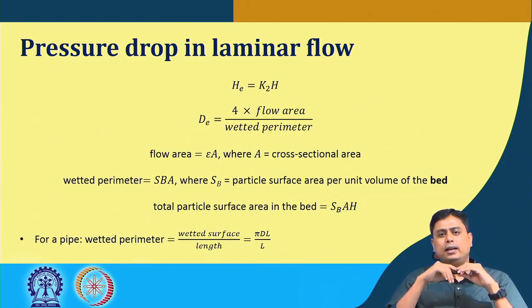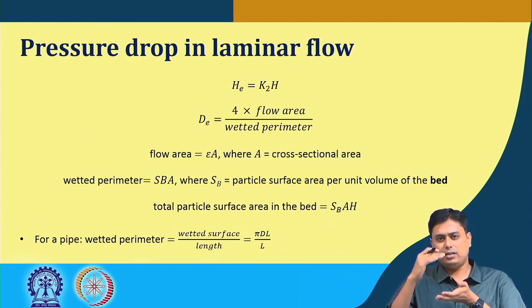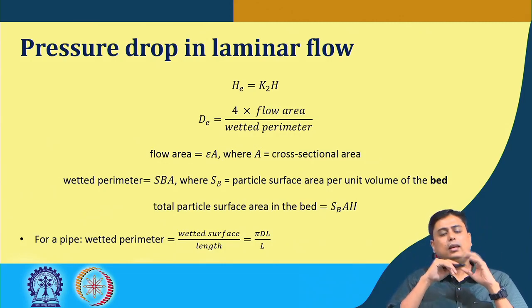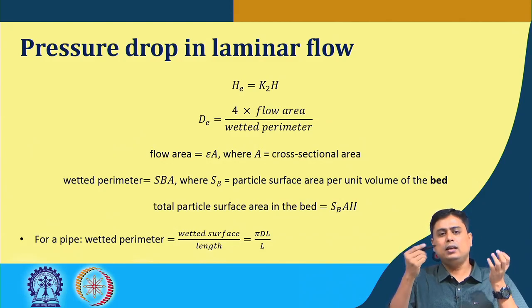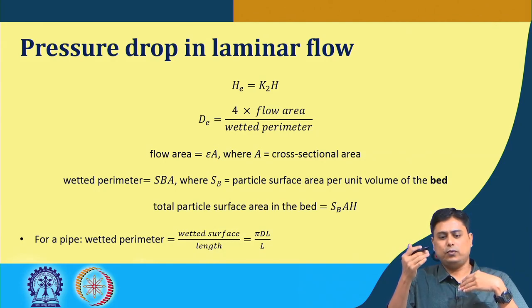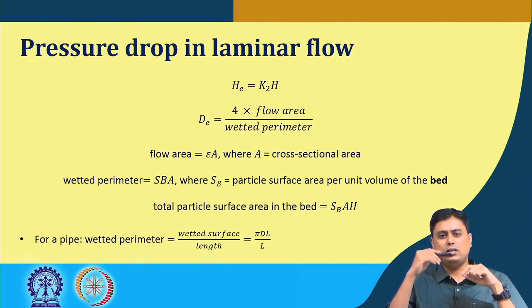Now, as I said, this tortuous path in the bed, through the interstices where the flow is happening, can be thought of as proportional to the bed depth. As the bed depth or height increases, this tortuous path naturally increases. So this equivalent height is basically a factor of the total height, and that proportionality constant is K2, where h is the total bed height.